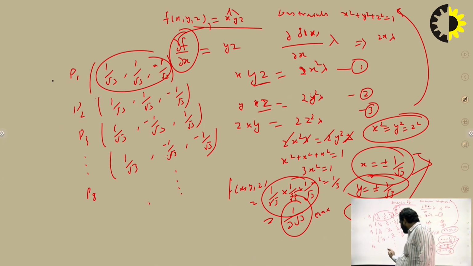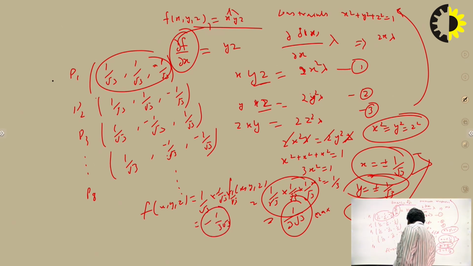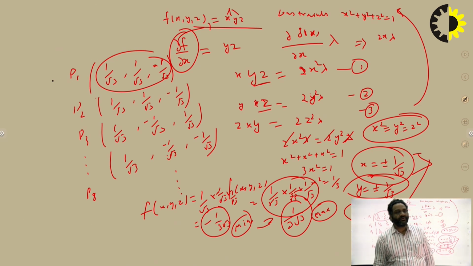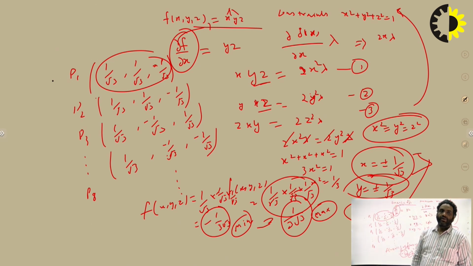In the same way, if we are plotting values, that is 1 upon root 3, or we are taking one negative value, then we have minus 1 upon 3 root 3. So this is our second value, or we can say this is our minimum value. So this is how we are getting the maximum value, and this is the minimum value. So by applying the Lagrange multiplier method, we are able to find the maximum or minimum value of the given function.